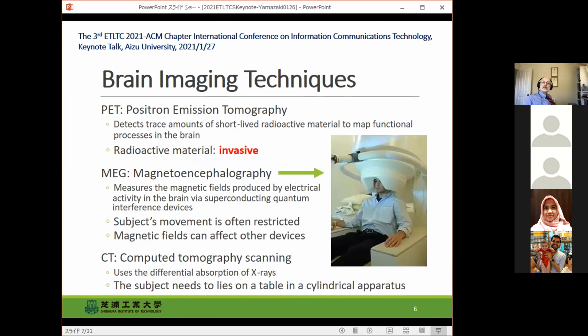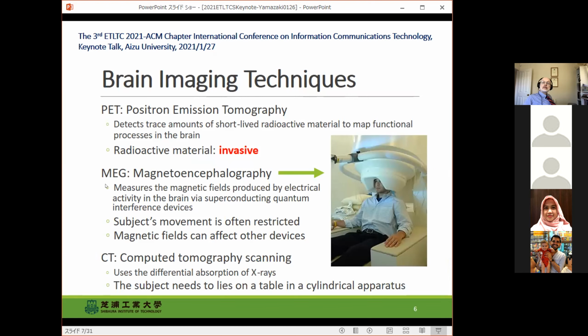Let me introduce some brain imaging techniques. These three techniques are not so common among researchers because they are very hard for engineers to handle. And for PET, in order to use this technique, we have to inject radioactive material into the subject. So it's very invasive. So we try not to use this one.